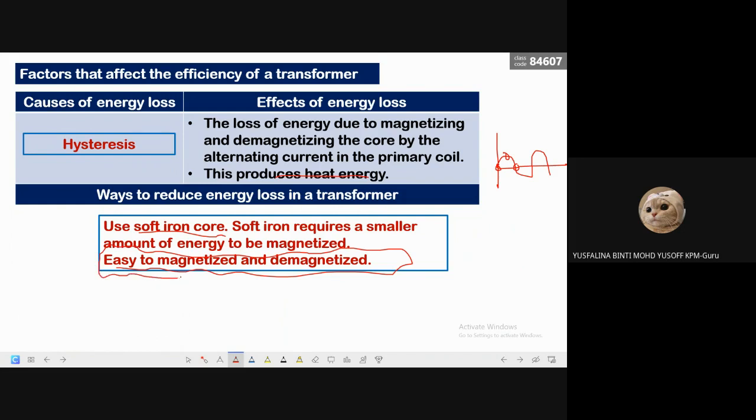They say, for the 10 marks question, whether section B or section C, okay, if they ask you about a transformer, which one do you want to use? Whether you want to use a soft iron core, or a soft cuprum, let's say. So use a soft iron core. The reason: easy to magnetize and demagnetize. Okay, so that's the reason.